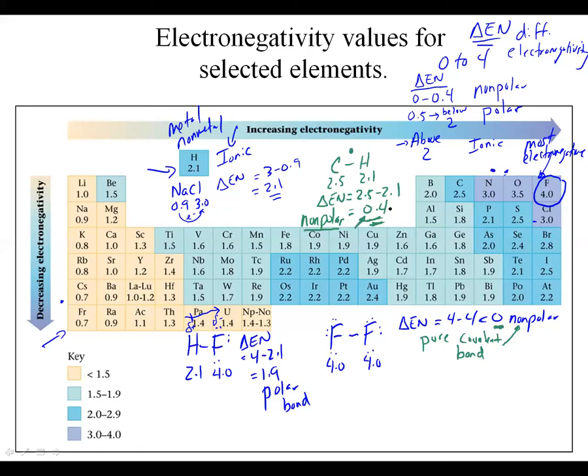So when we look at something like this, there is some aspect of unequal sharing happening, and it's actually heading towards the carbon, but it's not to the level where people will consider it a polar bond. So even though it's still an aspect of unequal sharing because we do have a difference, that difference is so low it's still considered a nonpolar bond.